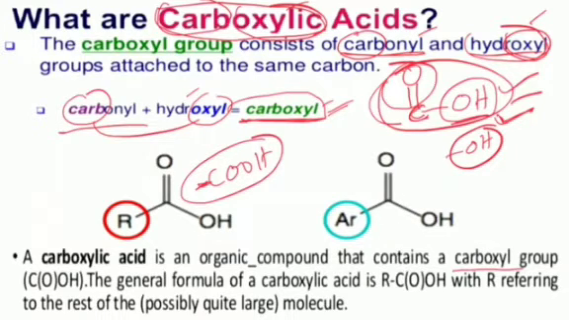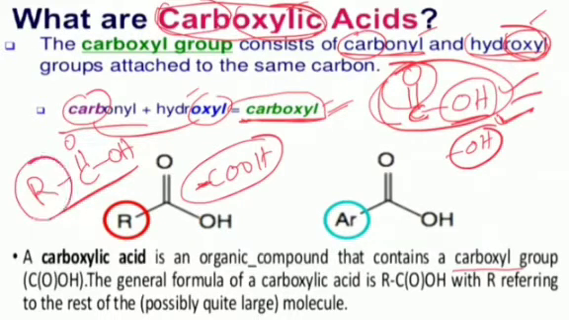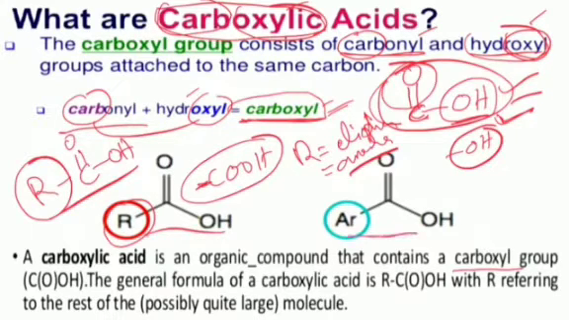And what is the general molecular formula of the carboxylic acids? The general molecular formula is R-C double bond O, OH. Here R means either an aliphatic or an aromatic group. If you write an aliphatic chain, this is the molecular formula, and if you write an aromatic group, this is the molecular formula of the aromatic carboxylic acids.